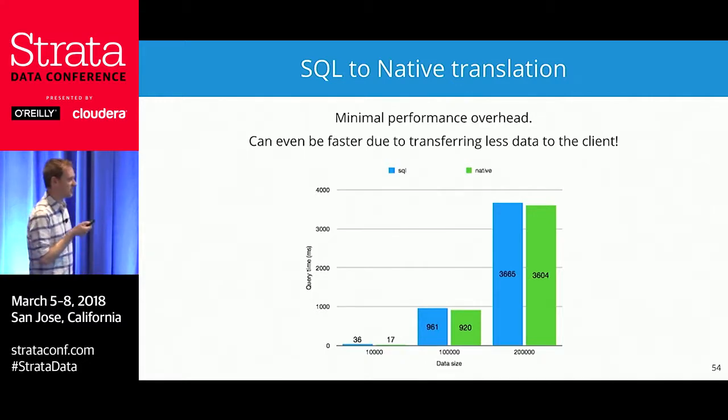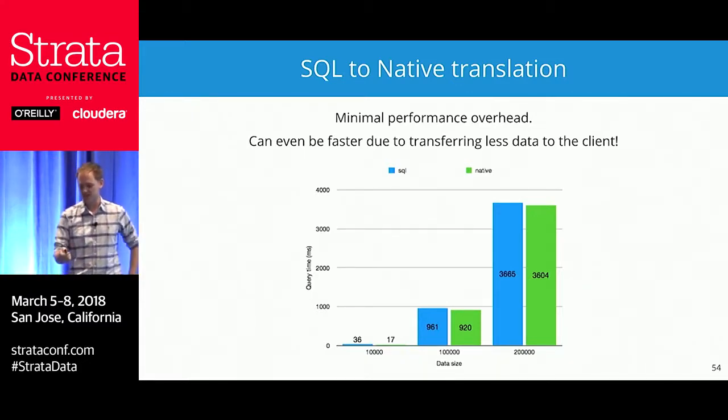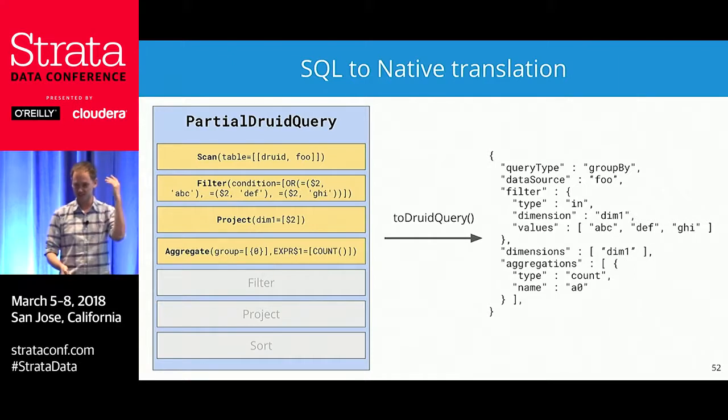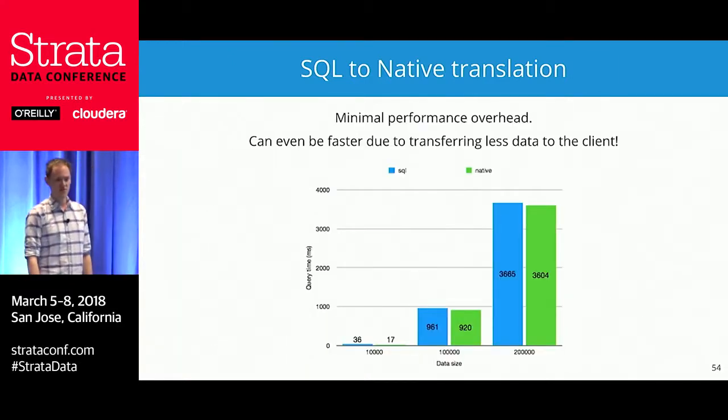So this translation has, of course, some performance overhead. It does take time to go through all these steps. The performance overhead is relatively minimal. One reason for that is because the actual execution of the native query is unchanged. The only overhead there is the overhead of doing the planning, of turning the SQL query into a native query.